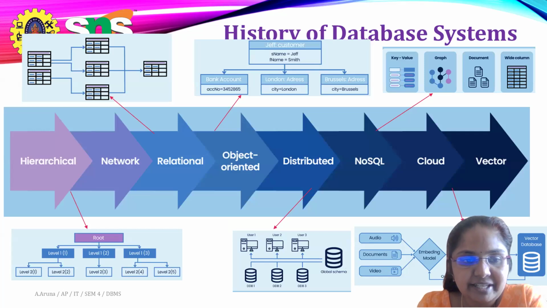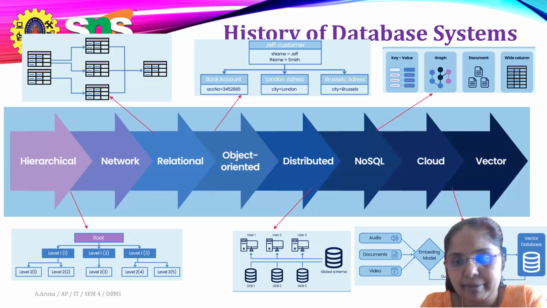In the initial days they used a hierarchical database. Later they moved to the network database. Later they moved to the relational database. After that they moved to the object-oriented database. That particular object database can be used for a distributed environment. And nowadays they are going for SQL. After SQL, NoSQL evolved.